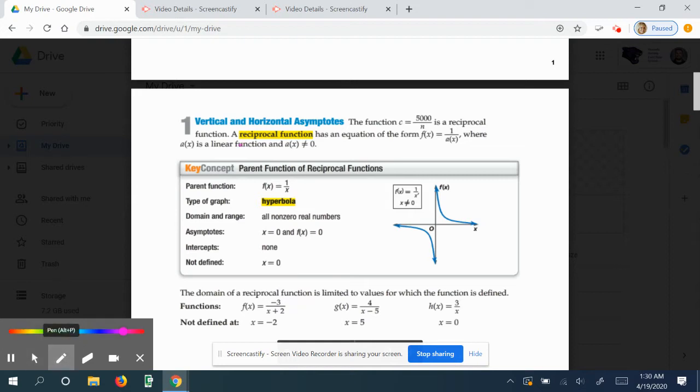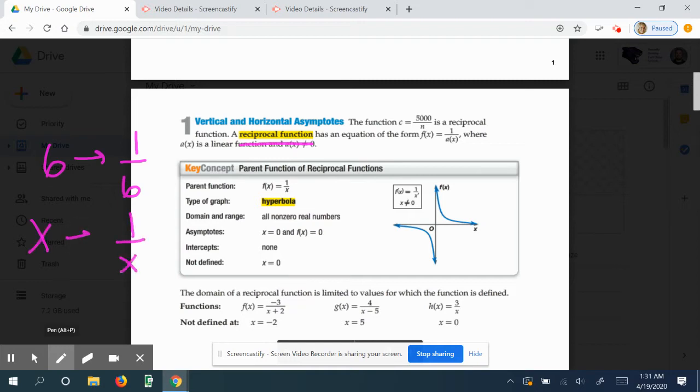Now, these are called reciprocal functions. Why do we call them reciprocal functions? Because remember back when we had a number like 6, its reciprocal was 1 over 6, right? And so if we have a function x, its reciprocal would be 1 over x. And so that's actually our parent function, 1 over x. And the graph looks like this.